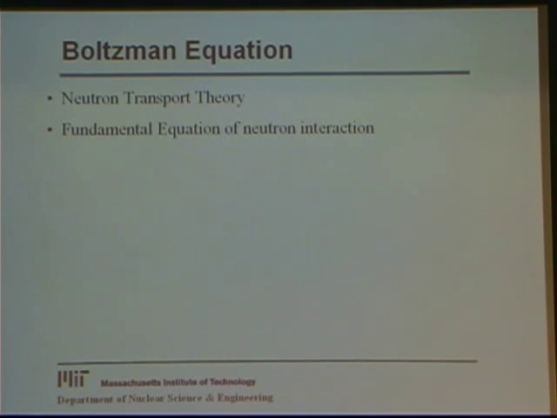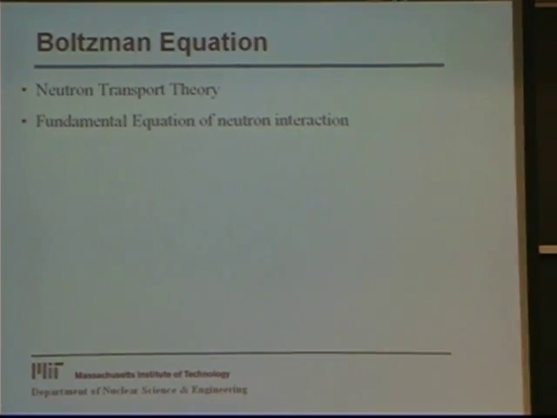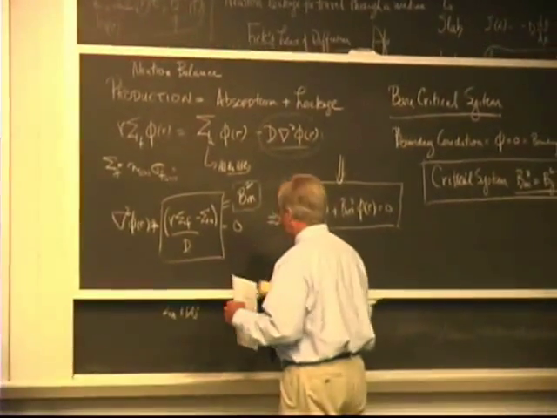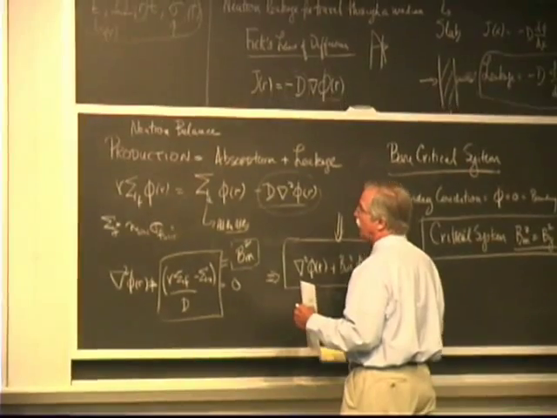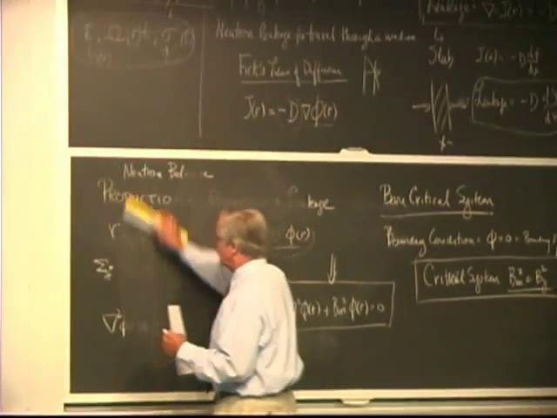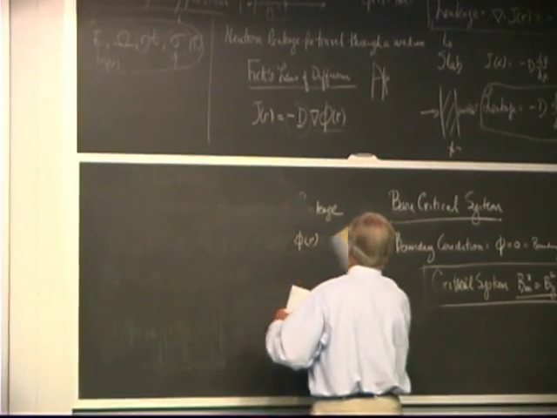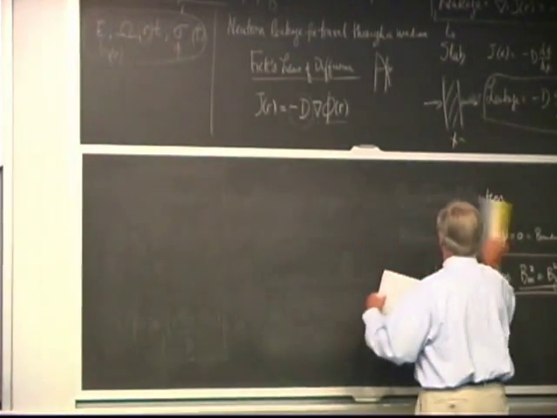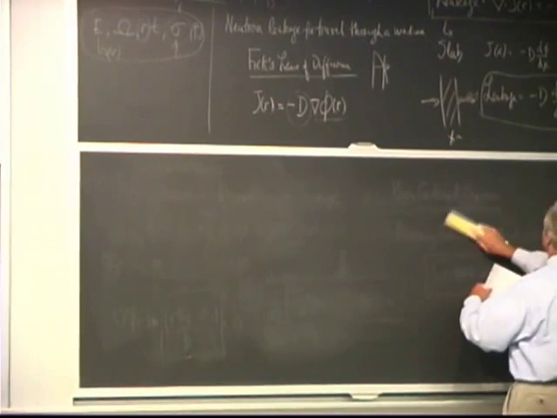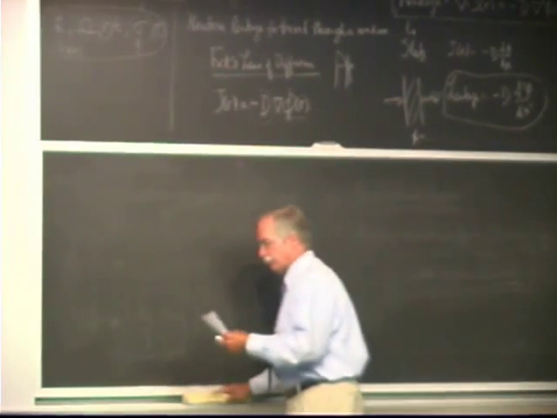Let me now try and introduce the Boltzmann equation, because it basically gives us a much deeper appreciation than diffusion theory can in terms of what's going on, and it will also provide you with an understanding of how one might break down the multi-group problem into something that's understandable from a mathematical standpoint.